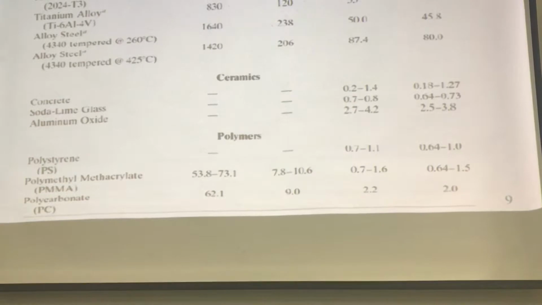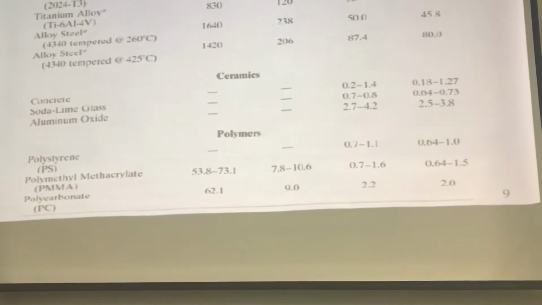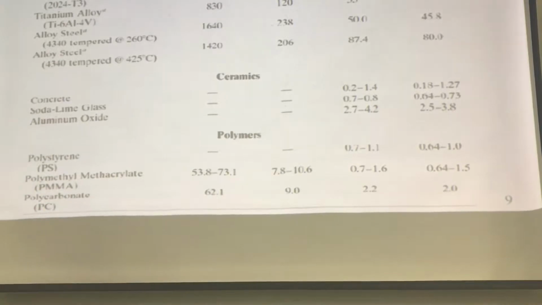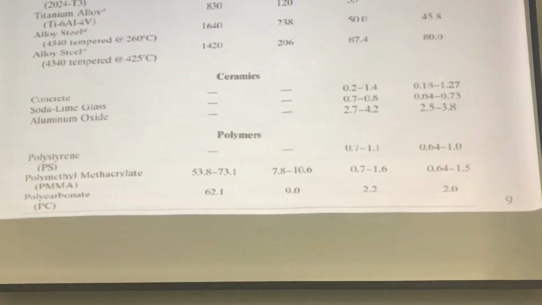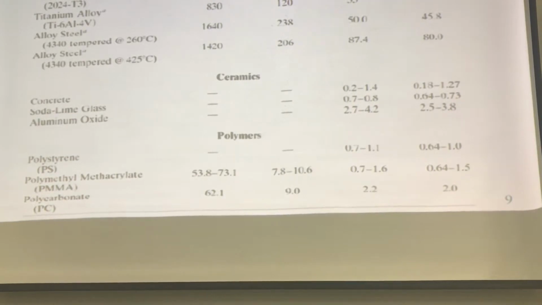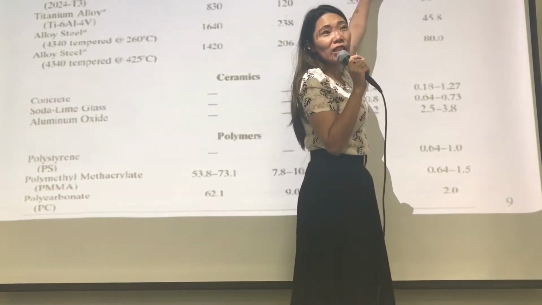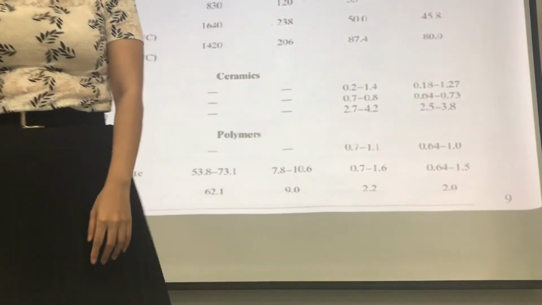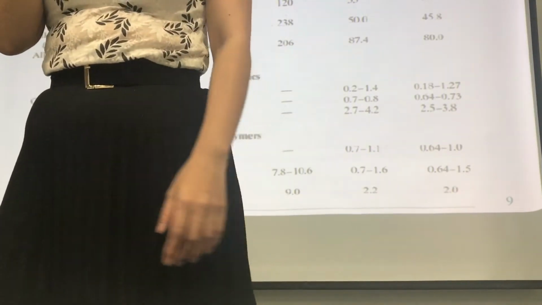This is just to give you the fracture toughness values of different materials. Ceramics and metal, which one has higher fracture toughness? Metal. K is fracture toughness, right? So metal has higher fracture toughness. That means it can bear more load when there's a crack of the same size.